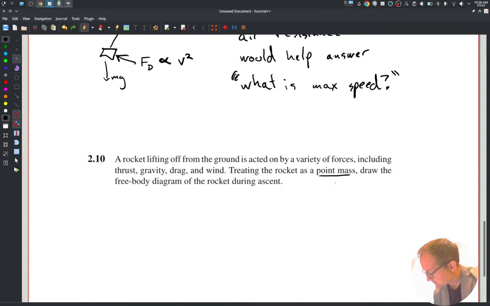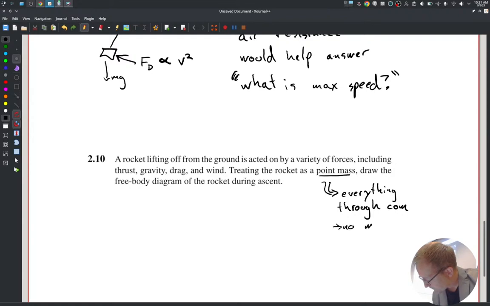So point mass. Okay, so then we're drawing it during ascent. So it already took off the ground. There's no ground reaction forces on it. Oh, through the center of mass? CO is short for center of mass. Yeah.